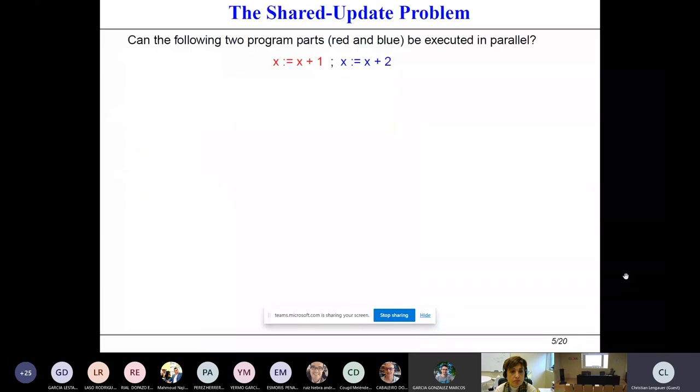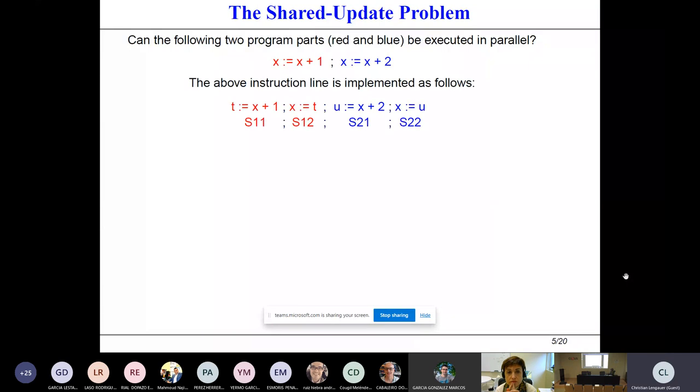The shared update problem: I'll color the two statements. X equals x plus one is red. X equals x plus two is blue. On the architecture, these are being refined to four statements, two evaluations of the right-hand sides and two assignments of the left-hand sides. I again color the four statements as to which one of the assignments they belong. Now, these four statements have the fortunate property that each one of them refers to the space of common variables, and the space only contains x. X is the only common variable, not more than once. Here is x touched once, here is x touched once, here is x touched once, here is x touched once.